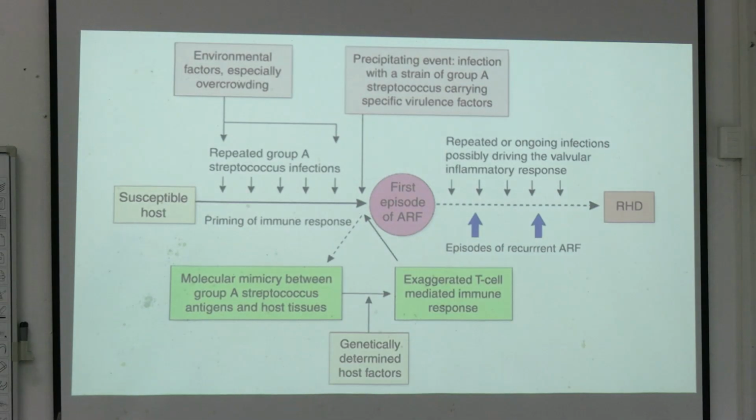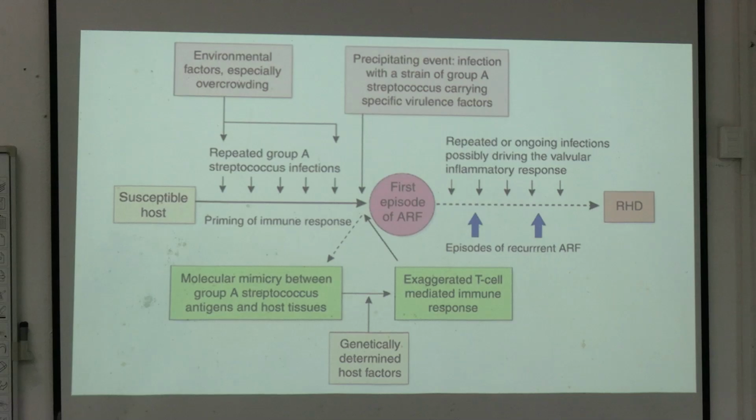Now look over here, what happens? Suppose there is a susceptible host, a child, and this host gets infected with a streptococcal infection, be it a pharyngitis or a skin infection. And from where will the child get the infection? From the environment, that is, another person who is having the infection. So overcrowding, lack of hygiene, or unhygienic conditions where people live in, especially in poverty, all predispose the children living there to streptococcal infections. So the first event is a precipitating infection of group A streptococci.